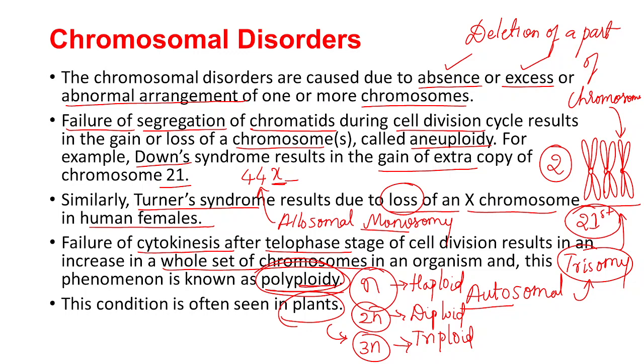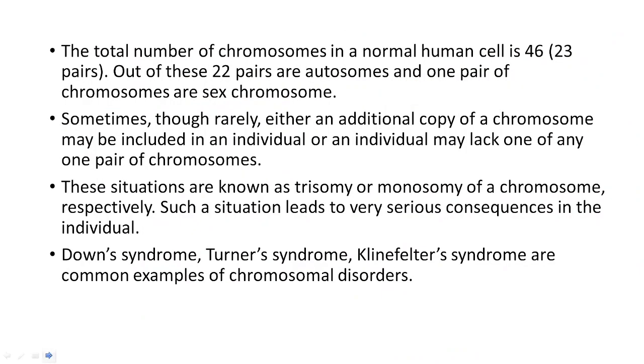It is called what? Polyploidy. Clear? And the polyploidy condition is commonly seen in the case of what? Plants, not animals. Why does polyploidy occur? Because of failure of cytokinesis. What do you mean by cytokinesis? Division of the cytoplasm. If it does not happen properly, then what will happen? Two sets of chromosomes will remain as they are in the same cell, and it will lead to the polyploidy condition, right?